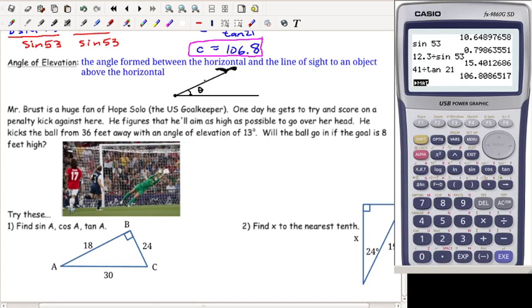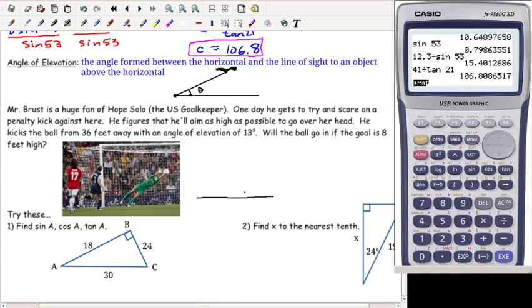So how is that helpful to us? Well, let's see. Mr. Rust is a huge fan of Hope Solo, the U.S. goalkeeper. One day, he gets to try and score a penalty kick against her. He figures that he'll aim as high as possible to go over her head. He kicks the ball from 36 feet away and with an angle of elevation of 13 degrees. Will the ball go in if the goal is 8 feet high? So in other words, we want to figure out if he actually hit it higher than 8 feet or he hit it exactly 8 feet.